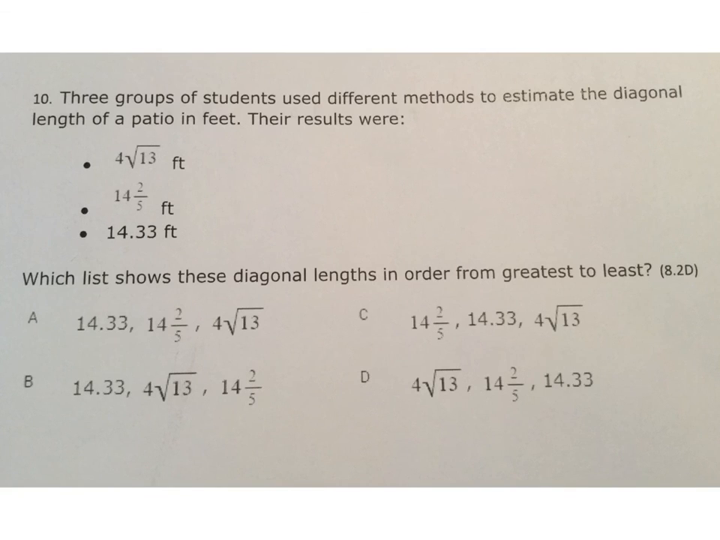Number 10. 3 groups of students use different methods to estimate the diagonal length of a patio in feet. Their results were 4 square root 13, 14 and 2/5 feet, 14.33 feet. Which list shows these diagonal lengths in order from greatest to least? Take a look at your answer choices. Press pause if you need to give you time to work them out.